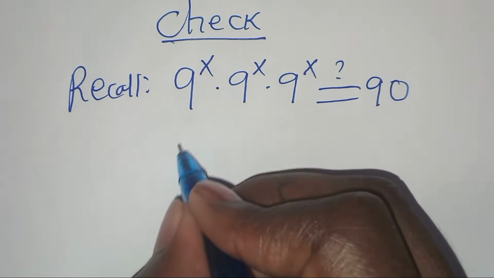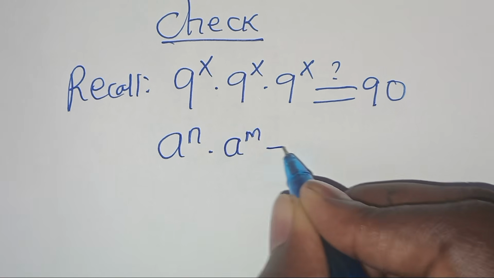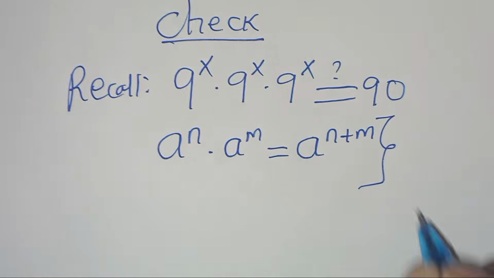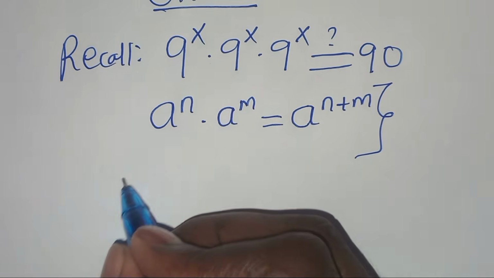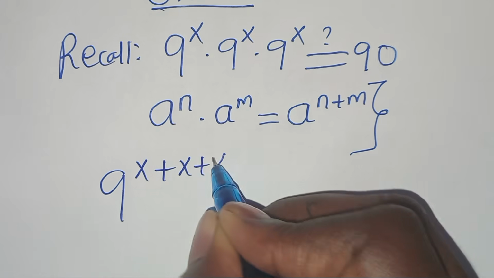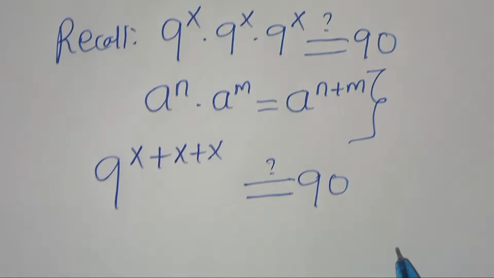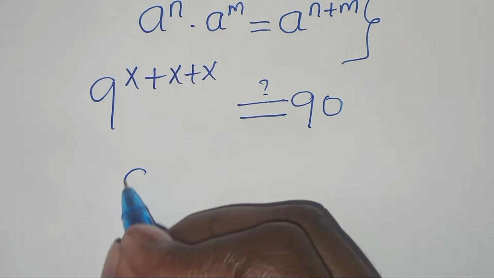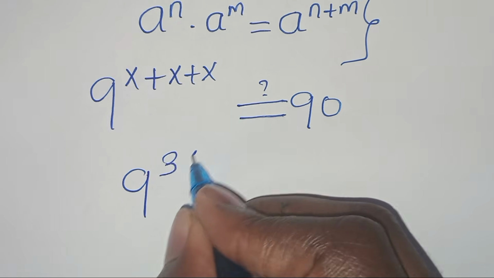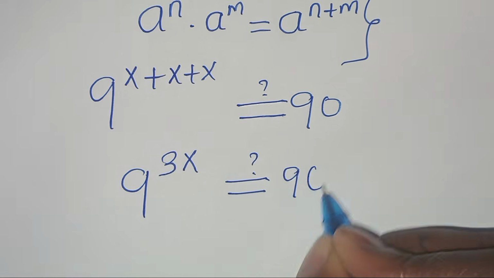So remember, this is in the form of a to the power of n times a to the power of m, which we can express as a to the power of n plus m. This is to mean that we have 9 to the power of x plus x plus x. This should give us a value of 90. So that now we have 9 raised to the power of x plus x plus x. This is 3x. This is supposed to give us a value of 90.